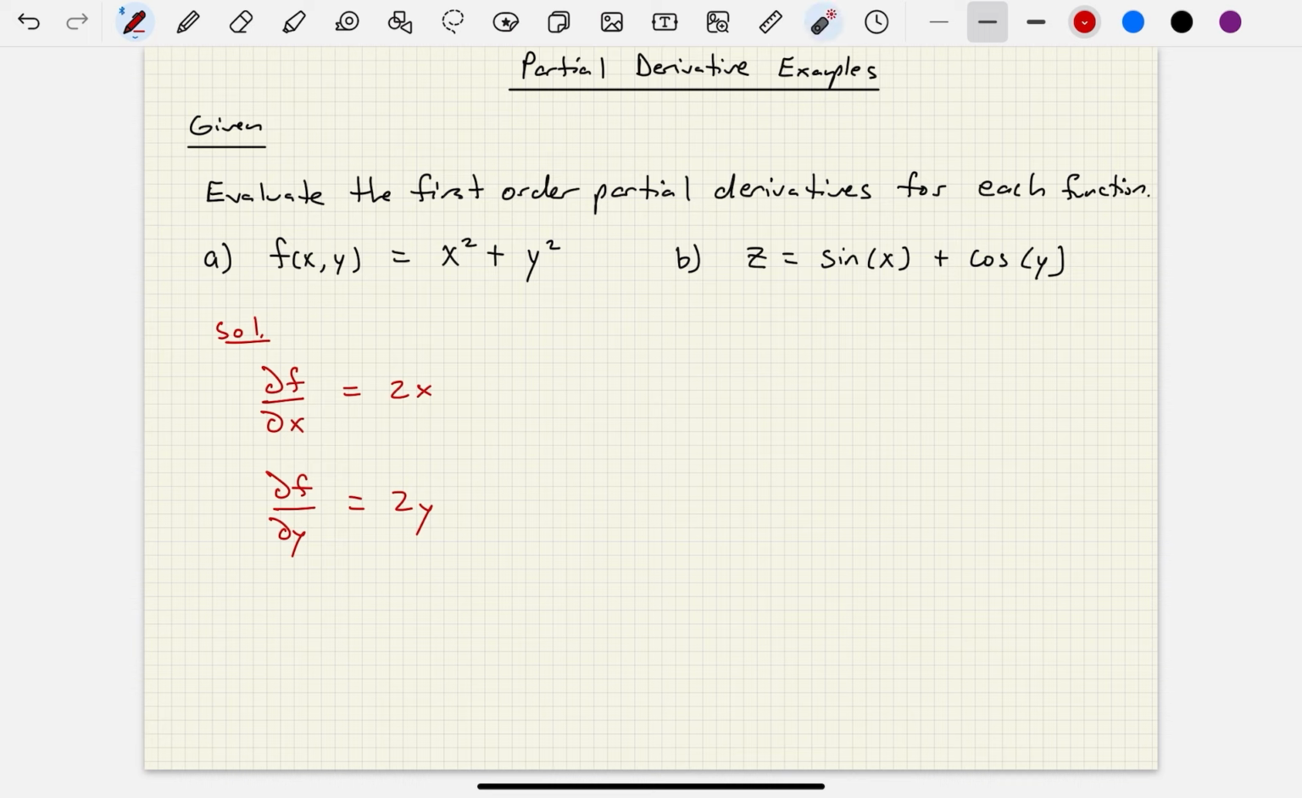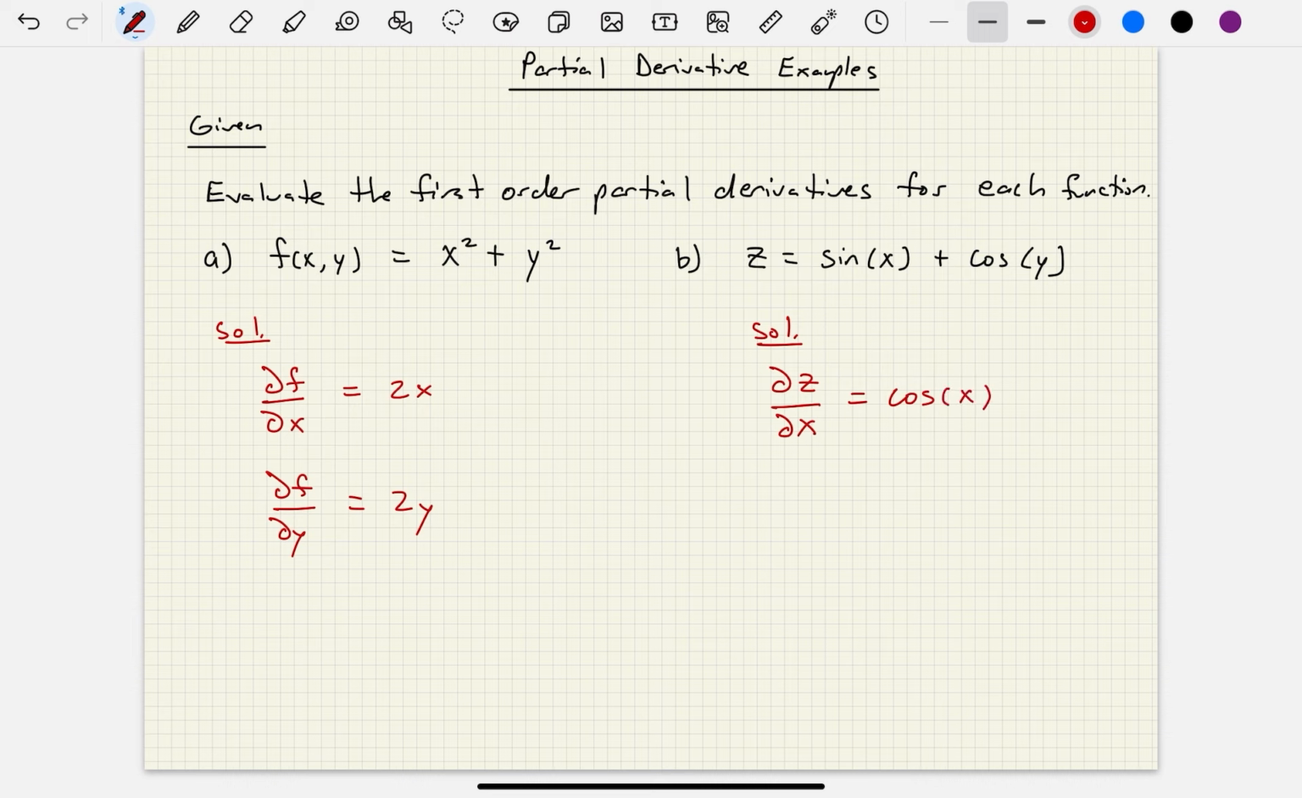Let's look at this second example here. In this second example, example B, we have z equals sine of x plus cosine of y. So here we've got these two independent variables, and z is our dependent variable. So here under solution, I'm going to say dz dx, okay? So I'm differentiating with respect to the variable x here. And so what's the derivative of sine? Well, that's just going to be cosine of x, okay?